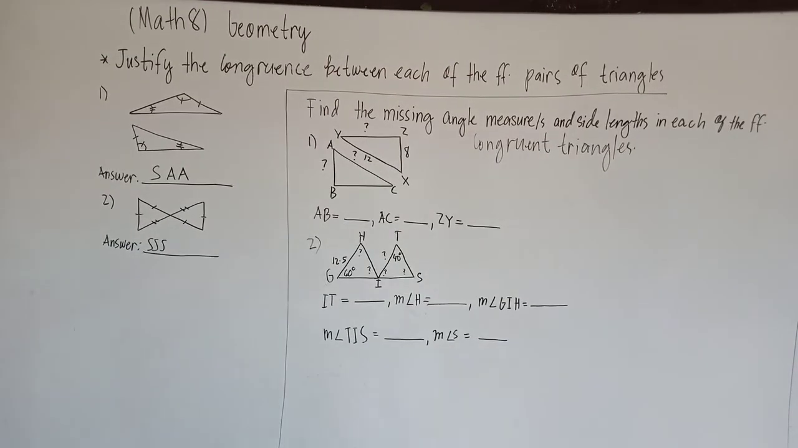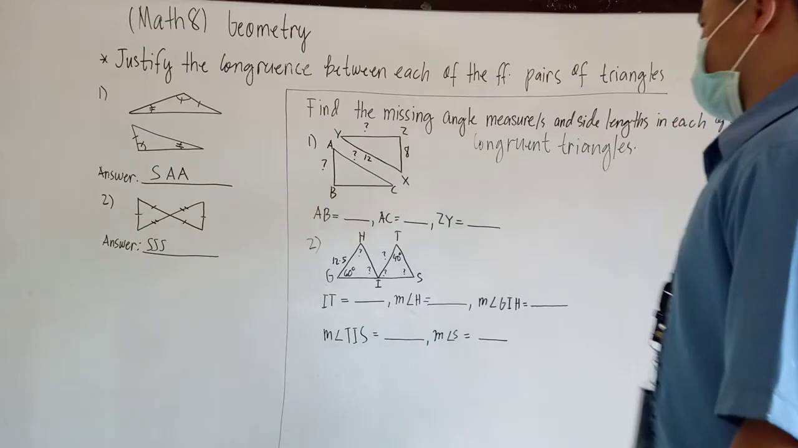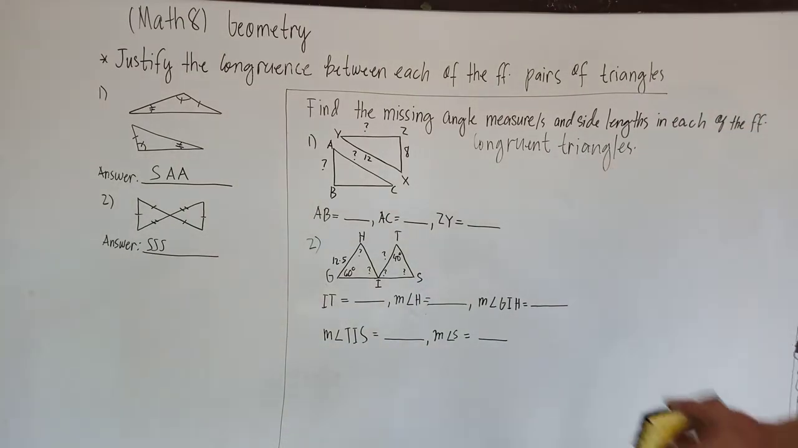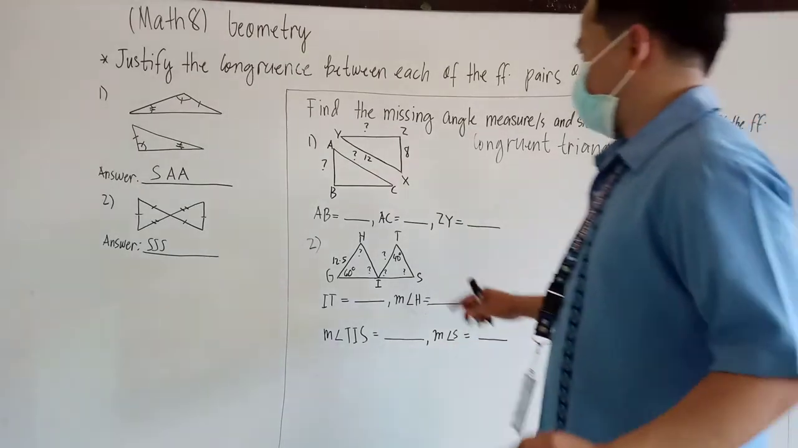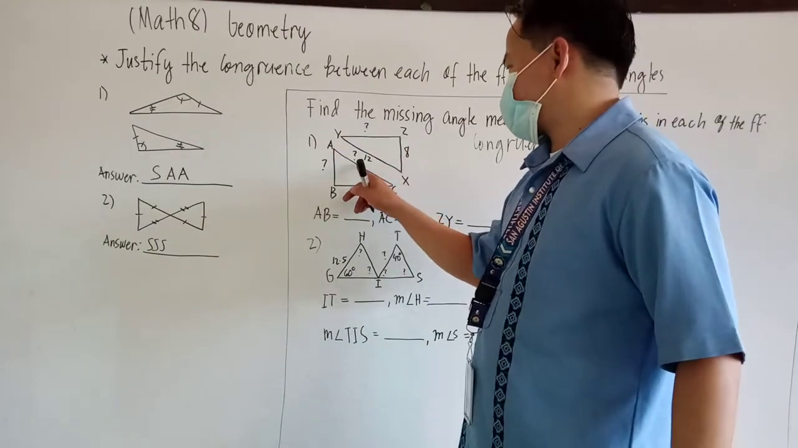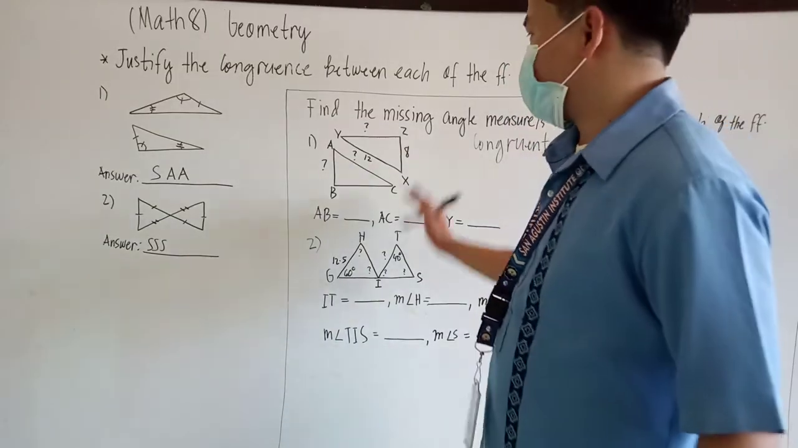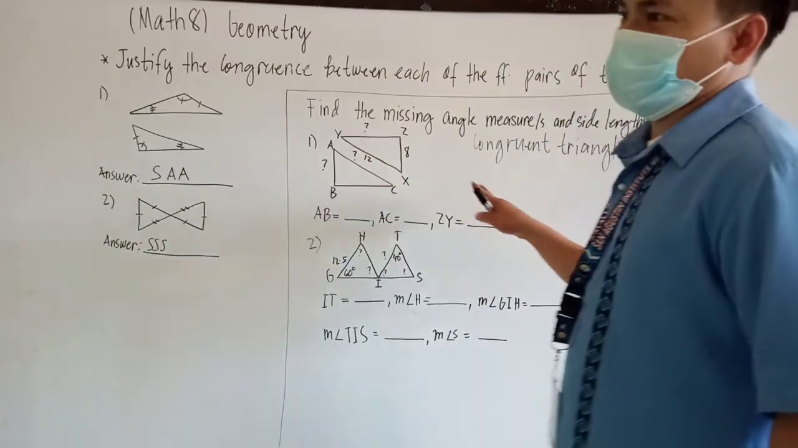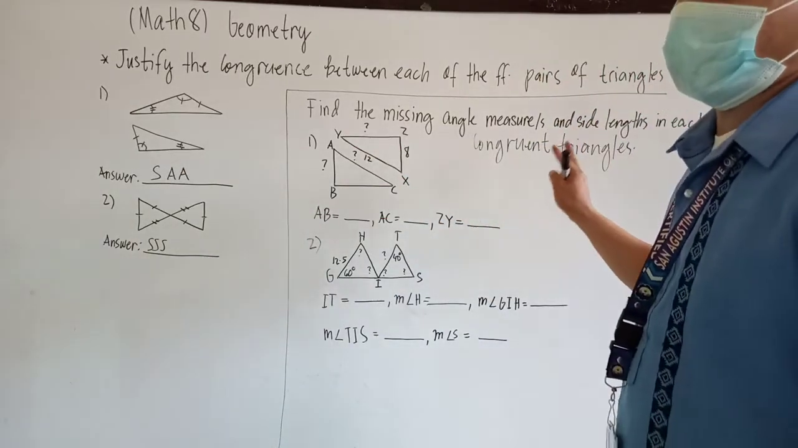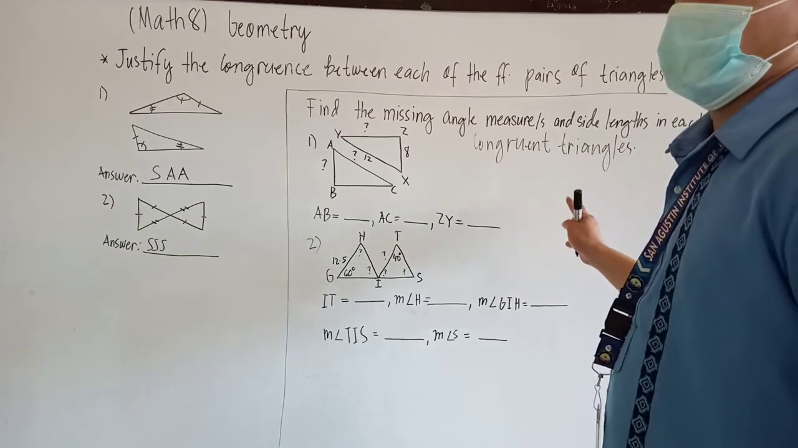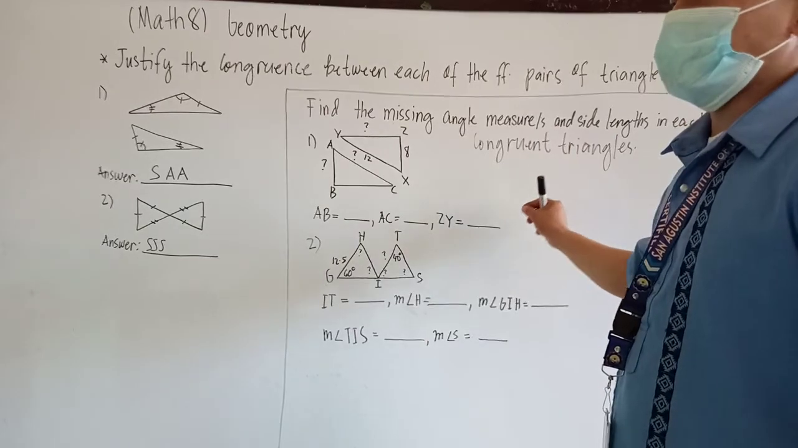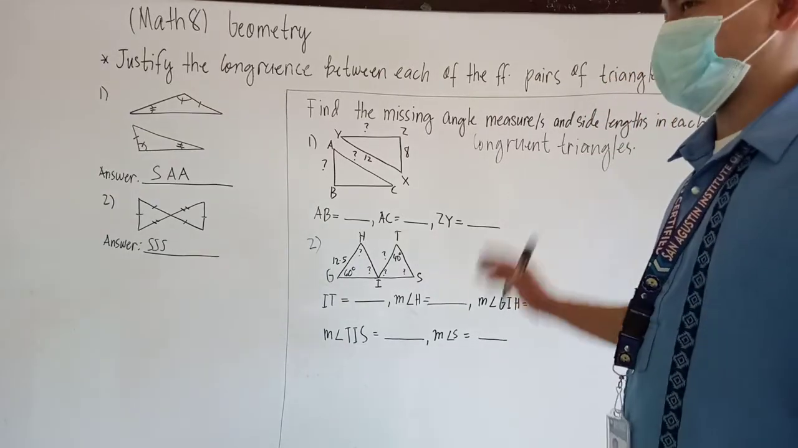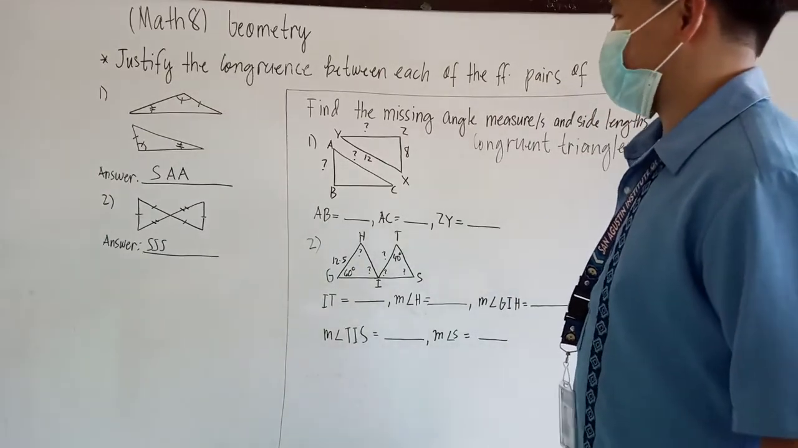So we have here the second one. Find the missing angle measures and side lengths in each of the following congruent triangles. This side is unknown, this side is given, but this one is unknown. Because the triangles are congruent, we have to identify the corresponding sides. If one triangle has a measure of a side while the other does not, it is easy for us to identify the measure of the side of the other triangle.